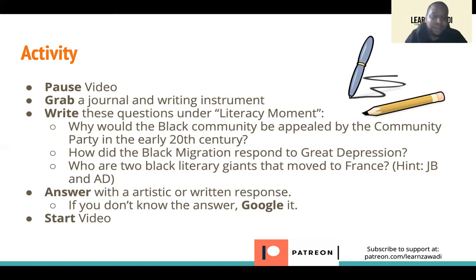We cooking with grease right now. The second question is, how did the Black migration respond to the Great Depression? We just put the bun in the oven. The third one is, who are two Black literary giants that moved to France? And I put a little hint there too. The hint is JB and AD. And so when you respond to these questions, go ahead and start that video again. You can respond to it with an artistic or a written response. If you need to, go ahead and go to Google, look at different sources on your own, do your own research. And when you're ready, go ahead and start this video again.